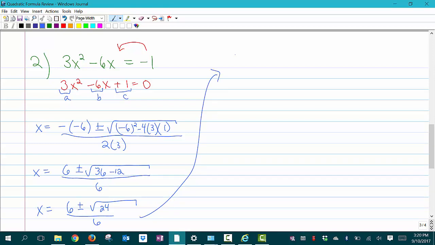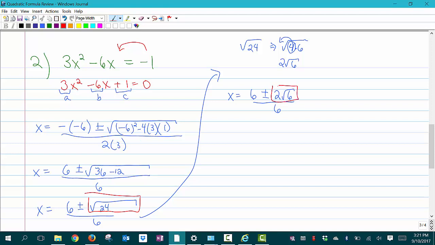This is not quite in the simplified form, as when I look at the square root of 24, we notice that there is a perfect square underneath the square root. 24 is 4 times 6. We can take the square root of 4 and bring that out to the front of the square root. So that would be 2 times the square root of 6. So now our answer is x is equal to 6 plus or minus 2 times the square root of 6, all of that divided by 6. So I replace the square root of 24 with the simplified version, 2 times the square root of 6.